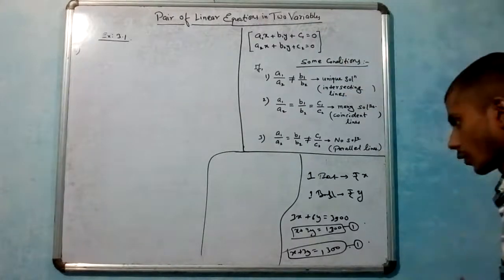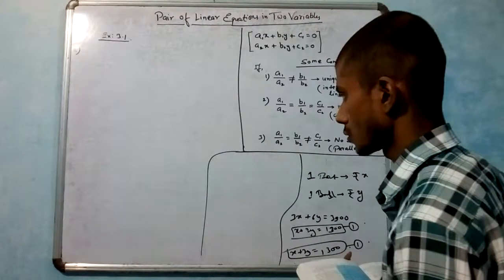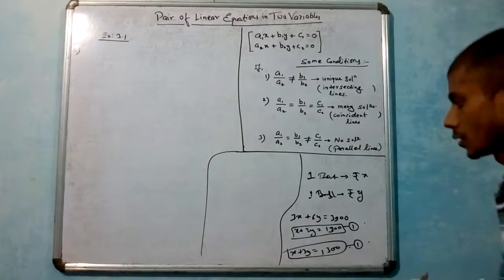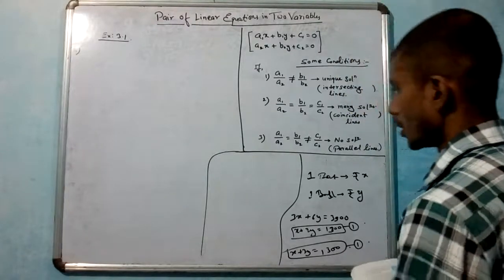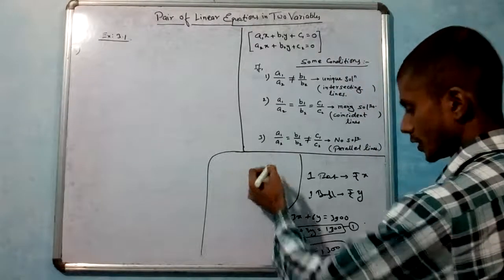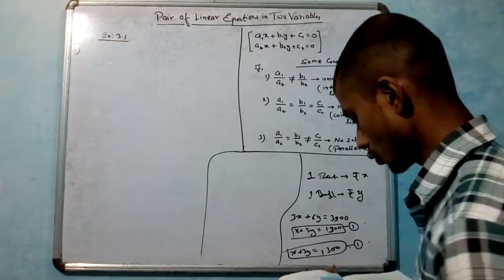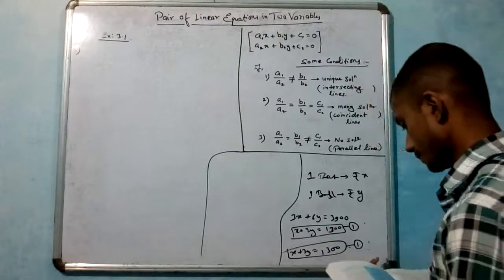Cost of apple means what? 5 kg cost, 2 kg cost, 1 kg. So that is a very important step. Okay, let the cost of 1 kg of apple be rupees x and the cost of 1 kg of grapes be rupees y.